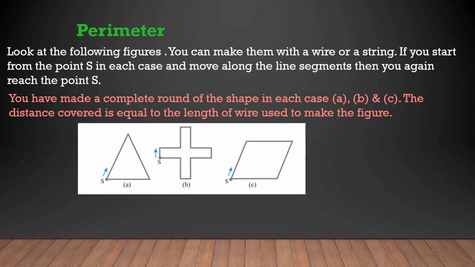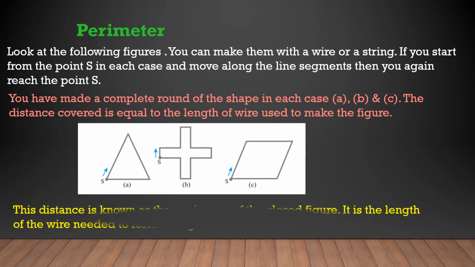This distance is known as the perimeter of the closed figure. It is the length of the wire needed to form the figures. In other words, we can say that the sum of the lengths of all the sides of a closed figure is called its perimeter.